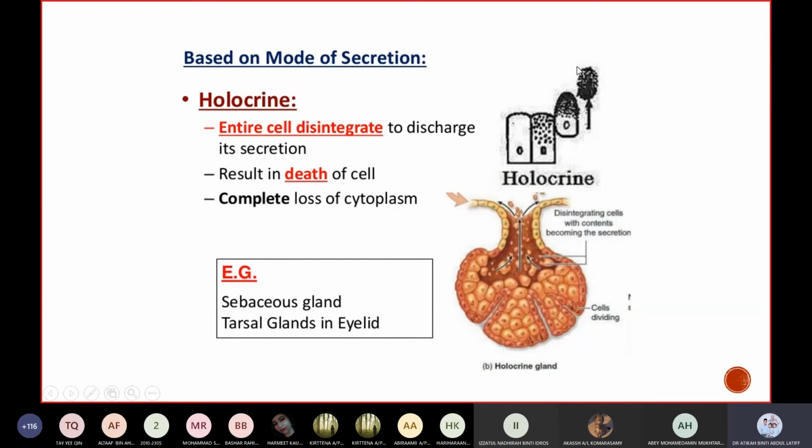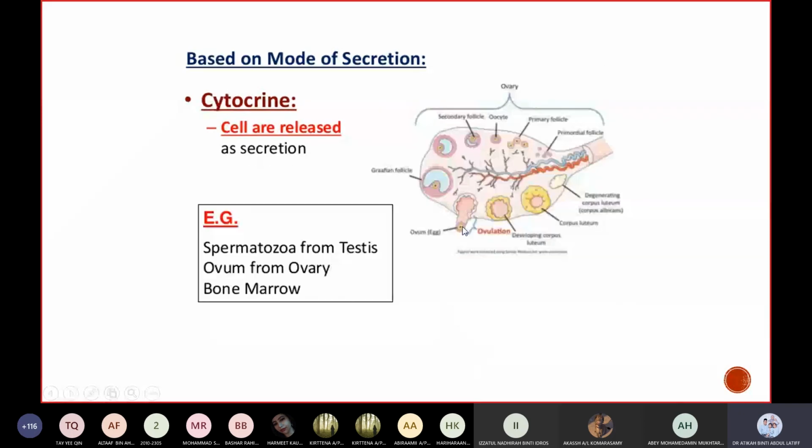How about cytocrine? The cells are released as secretion, meaning there's no secretion inside that is released, but the whole cell is released together. So for example here, the ovum or the egg is released during ovulation. The whole egg is released, there's no secretion, right? Okay, so this is called cytocrine gland.